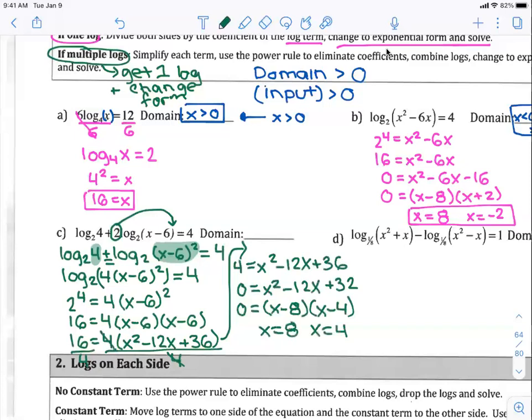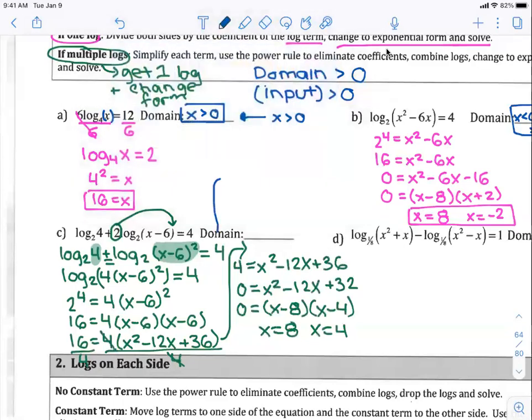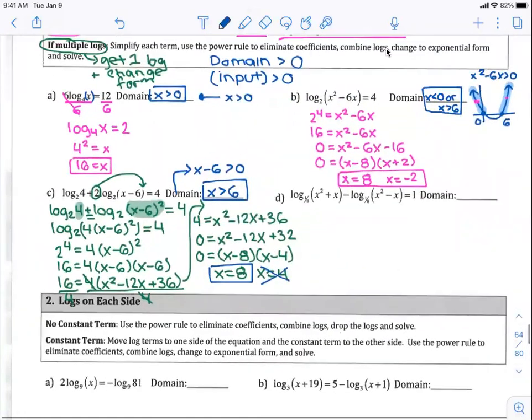Okay, so now I have to check that with the domain. We haven't done the domain yet, so now I'm going to go ahead and do the domain here. The domain is the input is greater than 0. The domain is x minus 6, that's the input, is greater than 0. And when I solve that, that means x is greater than 6. So any value where x is greater than 6 works. Notice x equals 8 does work. Notice x equals 4 does not work. You need to throw that answer away by crossing it out. It is not a solution.